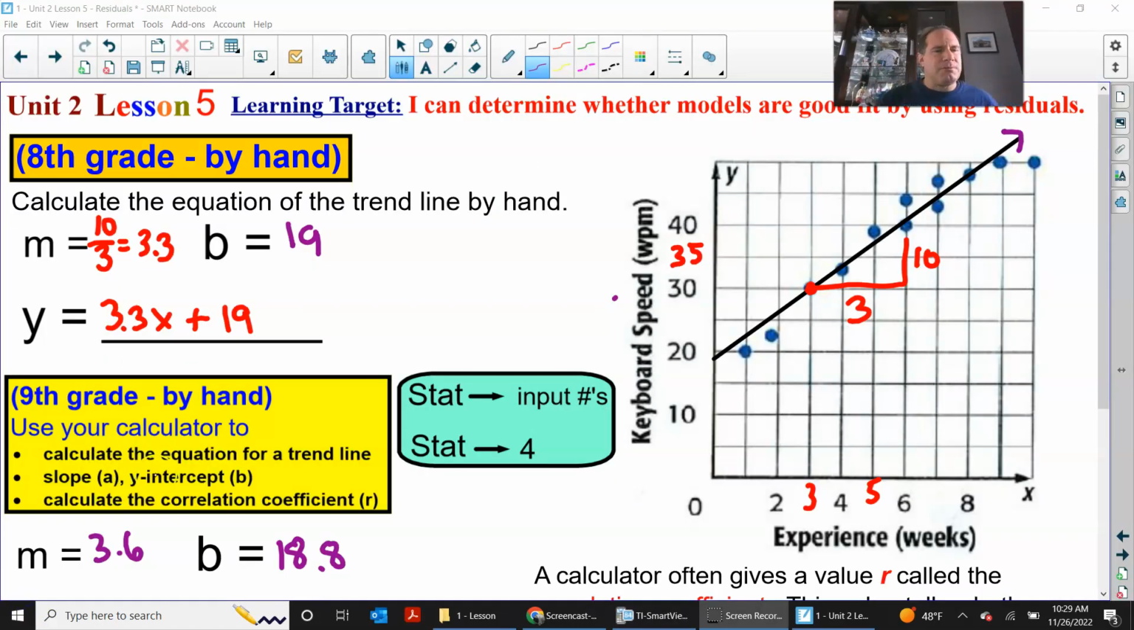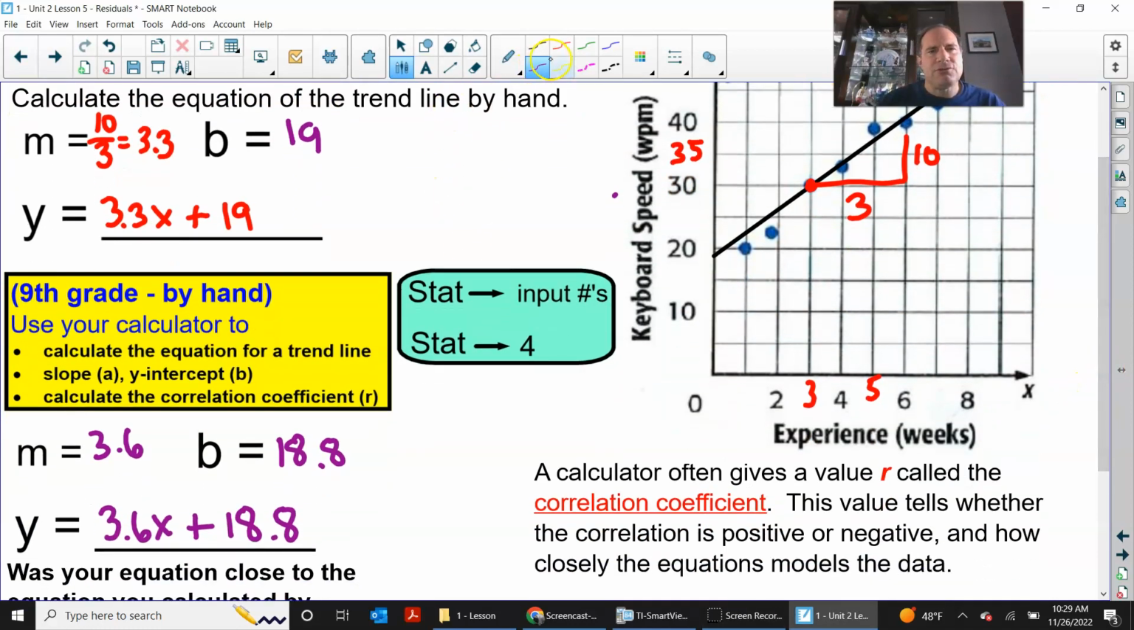So one of the questions, we did calculate the equation for this trend line. So I just want to make sure that you understand that you're following the bullet points. We found the slope and the y-intercept, and we put those down. And it says calculate the correlation coefficient, and that is R.